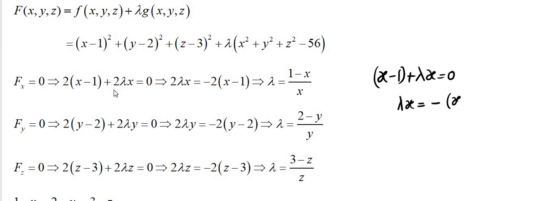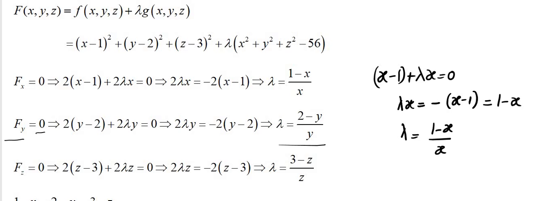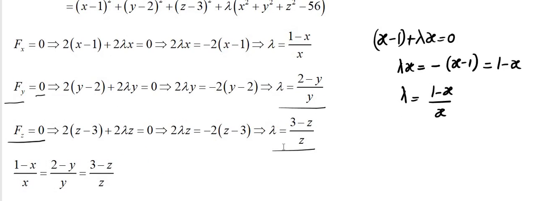Lambda x equal to minus of x minus 1, that is 1 minus x. So, lambda equal to (1 minus x) by x. Similarly, I am finding fy, equating to 0 and finding the lambda value. Next I am considering fz equal to 0 and finding the lambda value, that is (3 minus z) by z. So observe, all the LHS are lambdas only. That's why I am going to equate the RHS.